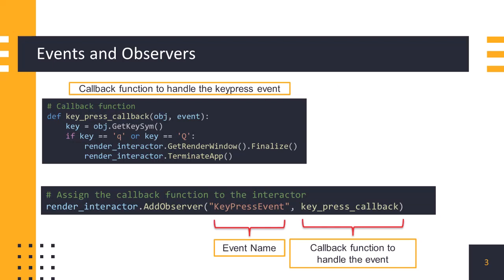Now, let's take an example where we want to perform an operation when the user presses a specific key on the keyboard. First, we have to define a callback function with appropriate arguments. The obj argument refers to the object that triggered the event, and the event argument is the event identifier. Inside the callback function, we include code to handle the key press event. After defining the observer function, we attach it to a VTK object using the addObserver method to listen for specific events and trigger the callback function defined for that event.